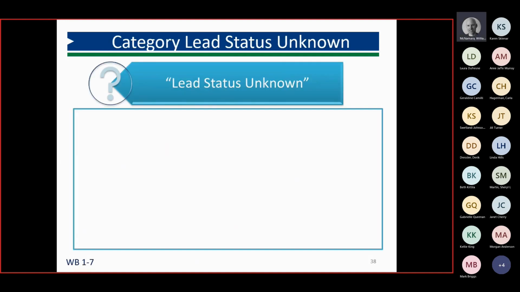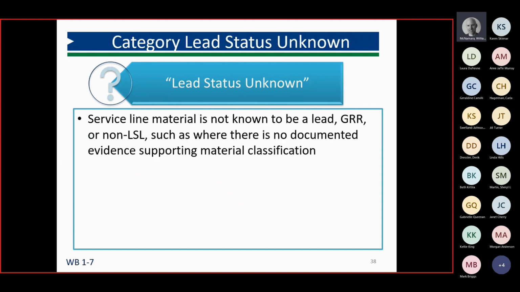And then the last category is lead status unknown. So this one is back to being fairly straightforward, just like lead. If any portion of the service line is unknown, so they don't know it's lead, they don't know it's galvanized, and they don't know if it's copper or whatever, there's no documentation essentially telling them what that service line is made of, then it would be a lead status unknown service line. And we have heard from a lot of water operators that they know exactly what's on their side, but they have no idea what's on the customer side. So until they figure that out, those would be considered unknown lines.